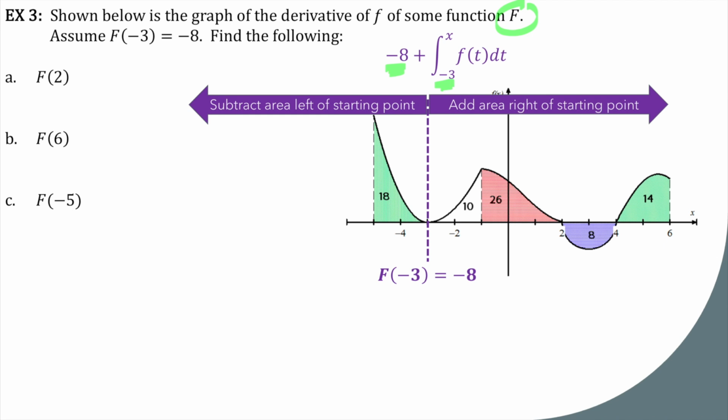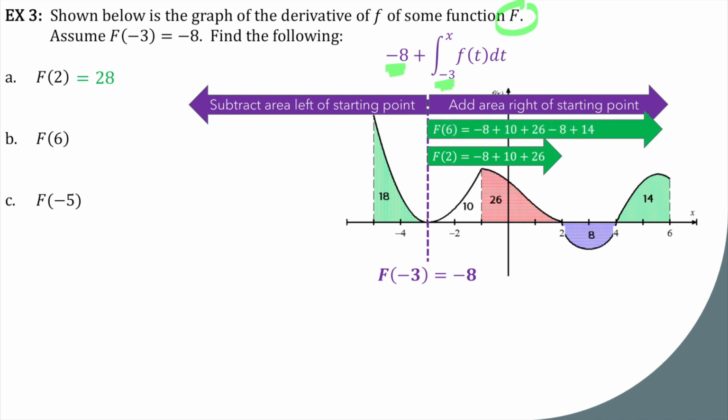All right, so f of 2, we're looking for the area under the curve between negative 3 and 2. So we've got negative 8 plus 10 plus 26 is 28. F of 6, okay, we're going to keep going all the way to 6. Add up all those areas. We've got negative 8, that's our starting point, plus 10 plus 26, and then minus 8 plus 14. That's 34.